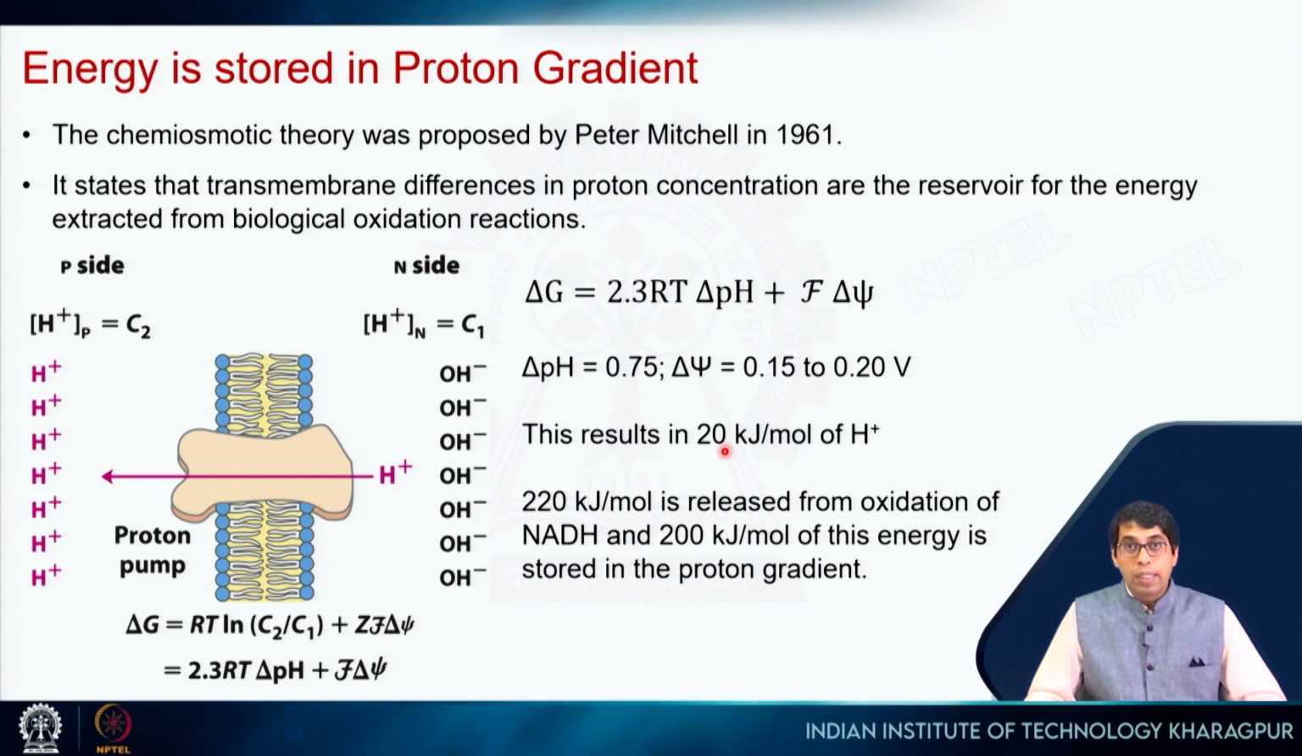So, 10 times 20, that is 200 kilojoules of this energy is stored in the proton gradient. 220 kilojoules is the energy that is released from oxidation of NADH. So, it means that out of 220 kilojoules of energy that is released when NADH is oxidized to NAD plus, 200 kilojoules of that energy is stored in this proton gradient, which means that this is a very efficient process. So, 200 out of 220 kilojoules of energy is actually efficiently stored. Only 20 kilojoules is lost.